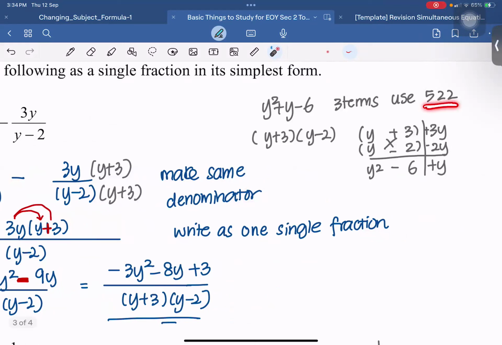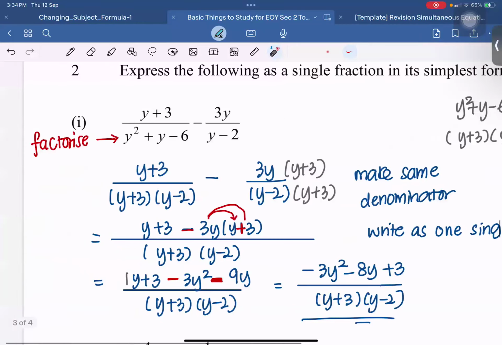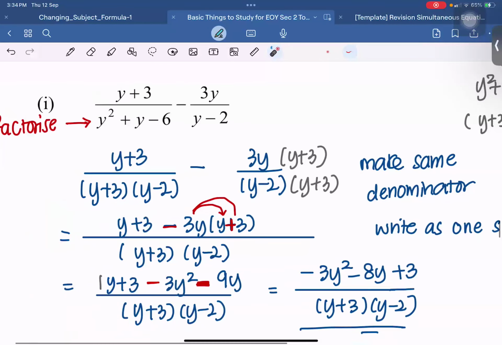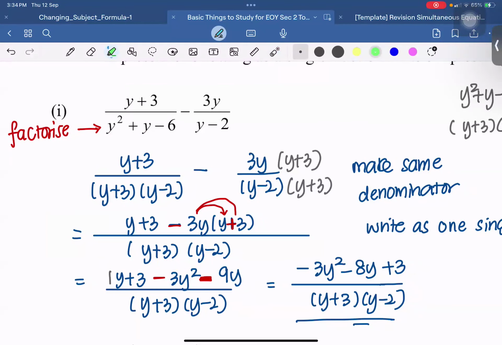Okay, use 522. Then the calculator will give you the answer -3. If it's -3, remember to change it to plus. The calculator will give you 2. Remember to change it to -2. The sign must change. So this will be y plus 3, y plus 3, y minus 2. So change this into this one.